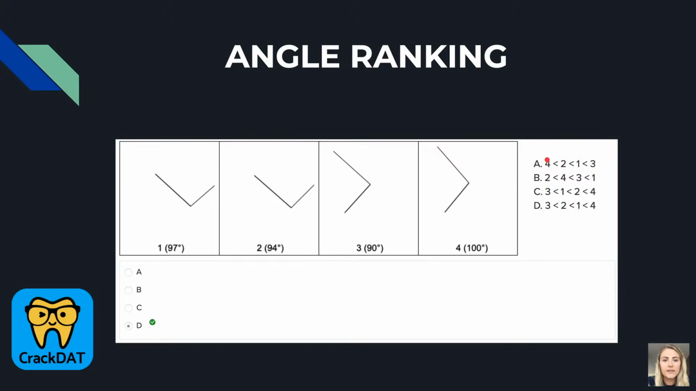Then you go, okay, 4 and 3 are my two outskirts. What's the difference between 4 and 3? This angle is the one that's the same here. This is the one that's moving. So you would take the stagnant one, and then figure out which one has a tighter right arm. This one obviously has a tighter right arm than this one does. So 3 has to be smaller than 4. The only answer that compares those like that is D.